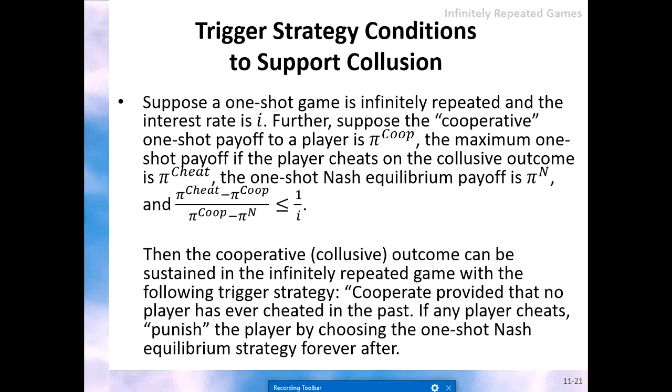In this case, the cooperative collusive outcome can be sustained in an infinitely repeated game with the following trigger strategy. Cooperate provided that no player has ever cheated in the past. If any player cheats, punish the player by choosing the one-shot Nash equilibrium strategy forever after.